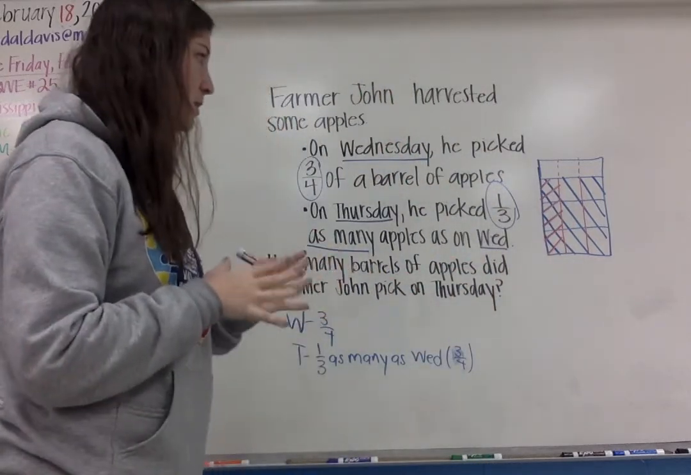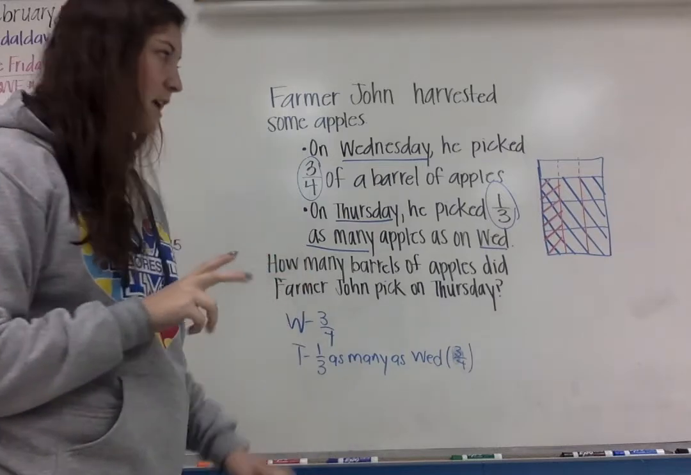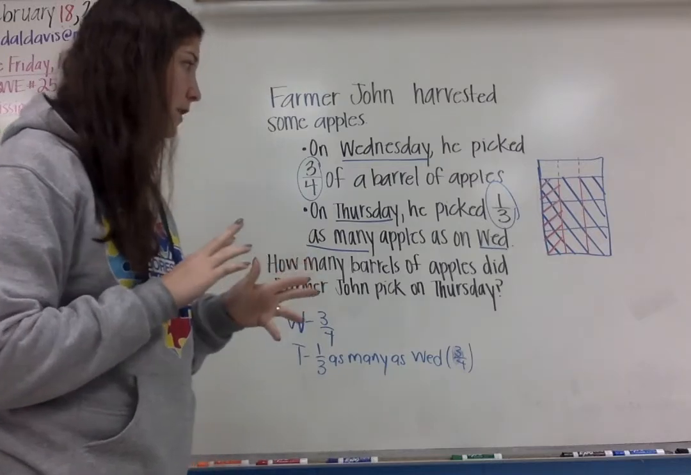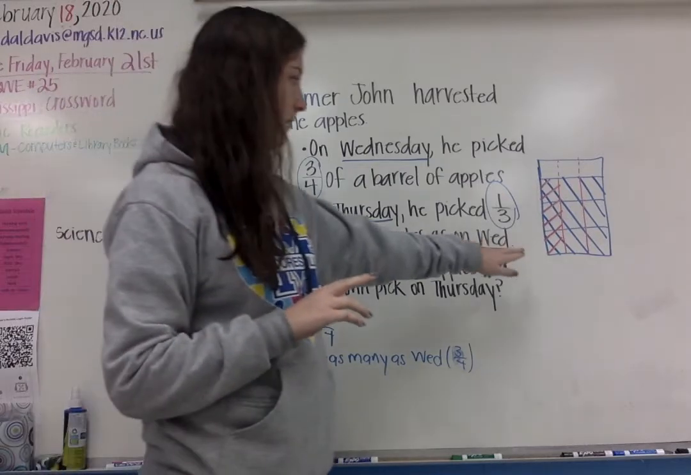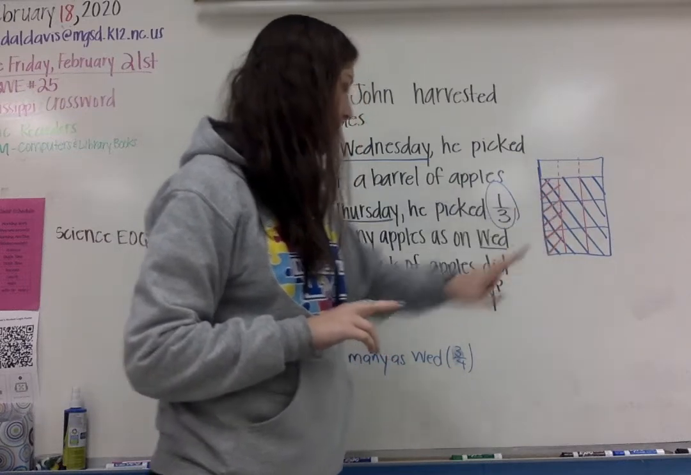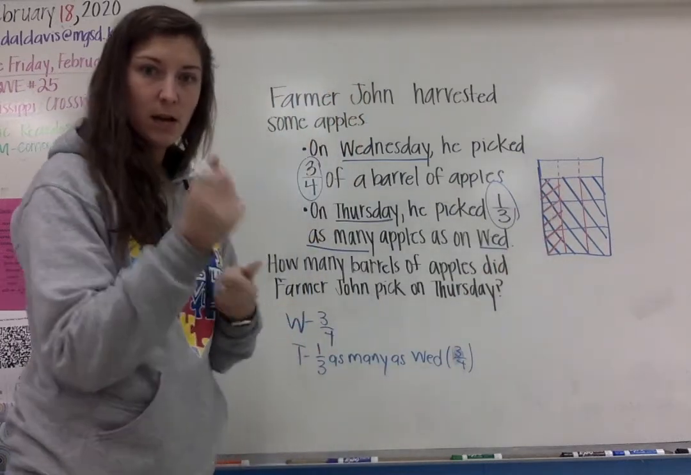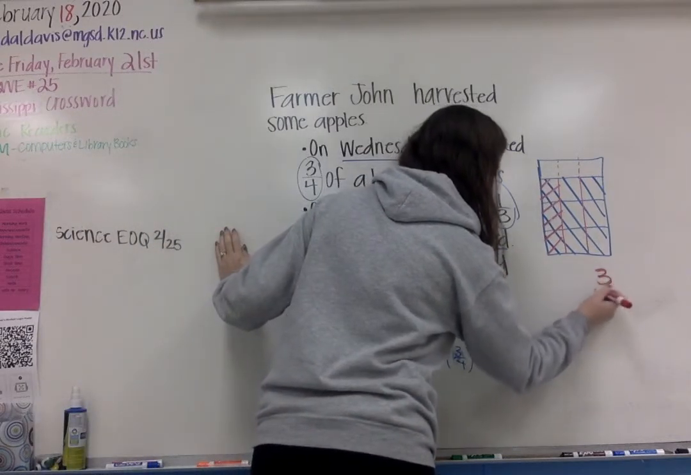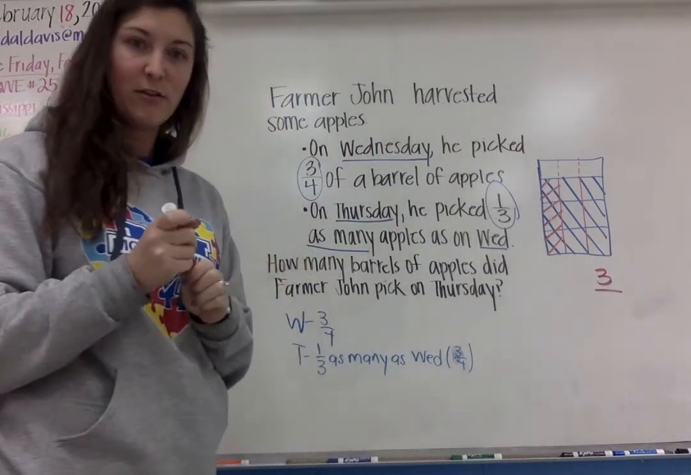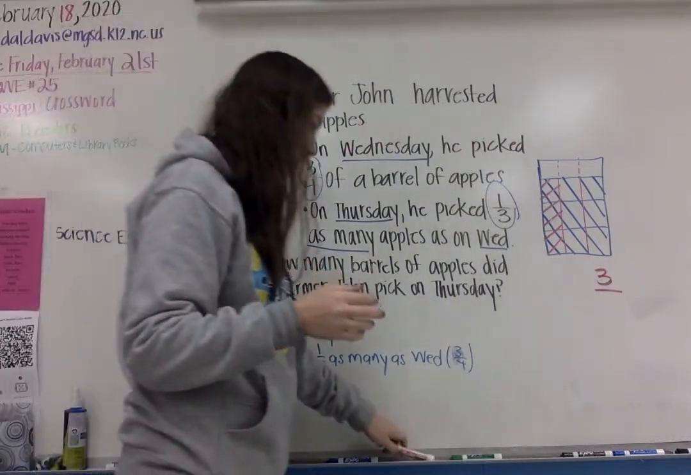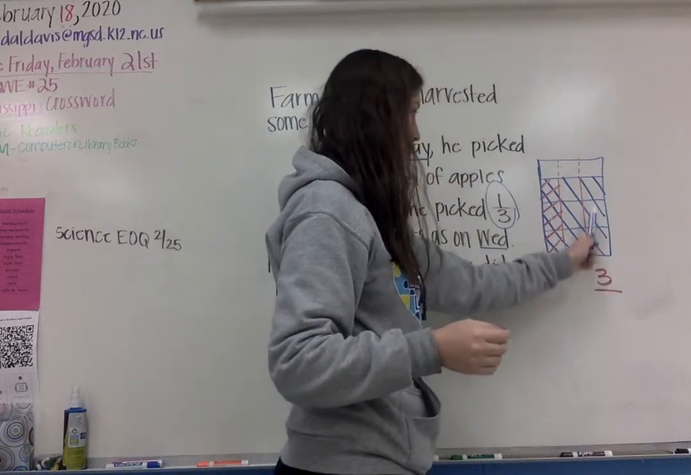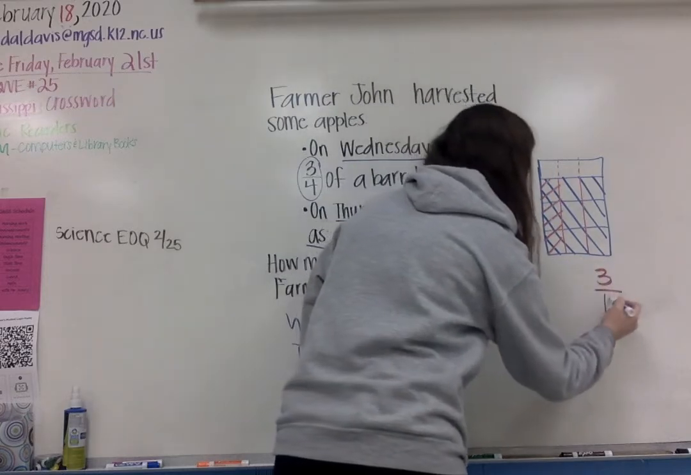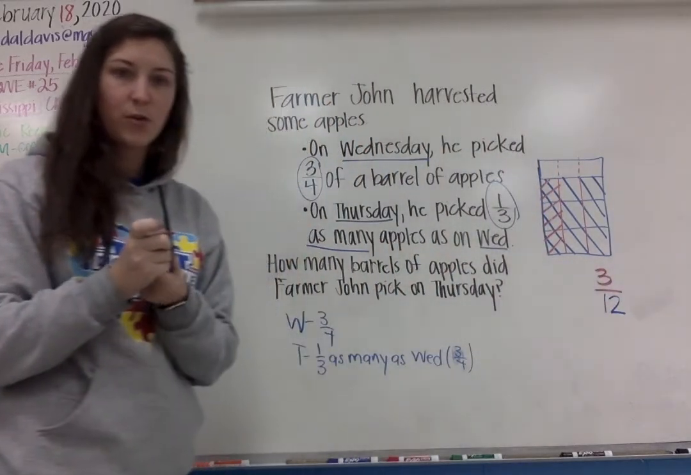And when I look at this problem, I'm looking at the piece that's shaded in the crisscross, the overlapping, in order to figure out where my answer is. So I've got 1, 2, 3 pieces shaded in my crisscross there. And then it's out of how many total boxes are in my model. So I've got 1, 2, 3, 4, 5, 6, 7, 8, 9, 10, 11, 12. So there's my answer, 3/12.